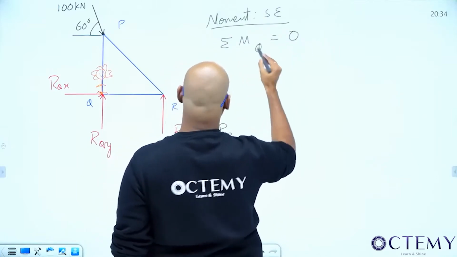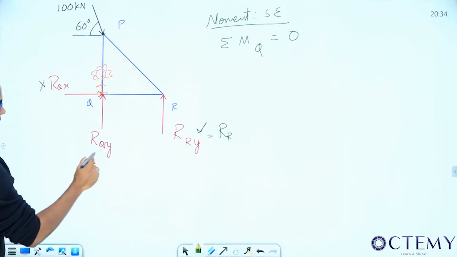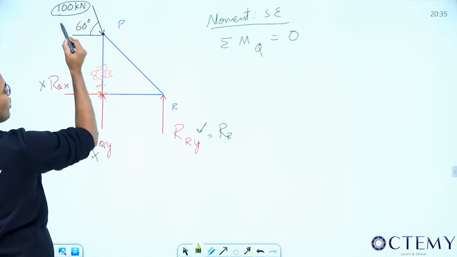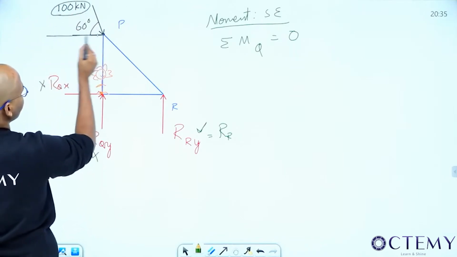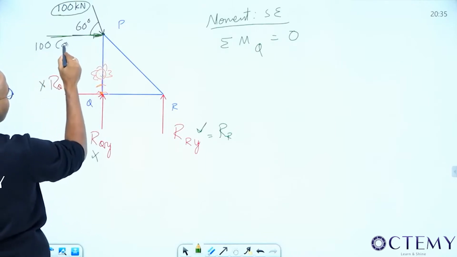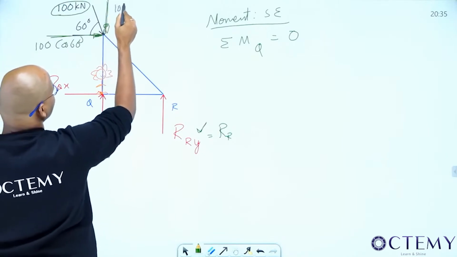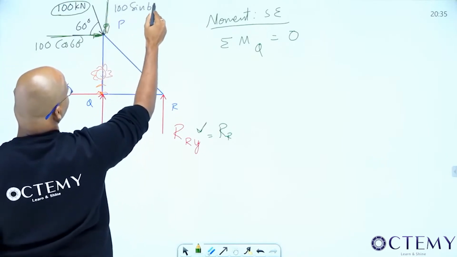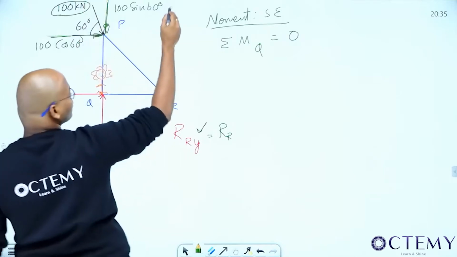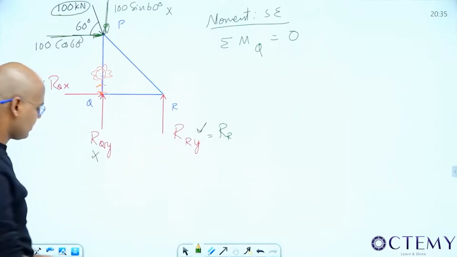With respect to which point? Q. I am sitting at Q. Moment due to RQX is 0. Moment due to RQY is 0. See, this 100 kilonewton is at some angle. First what to do? Resolve it. If I resolve, this is 100 cos 60, and this is 100 sin 60. So what will be the moment because of 100 sin 60? The line of action is passing through this point, so moment due to that is also 0. We have 100 cos 60 times R.